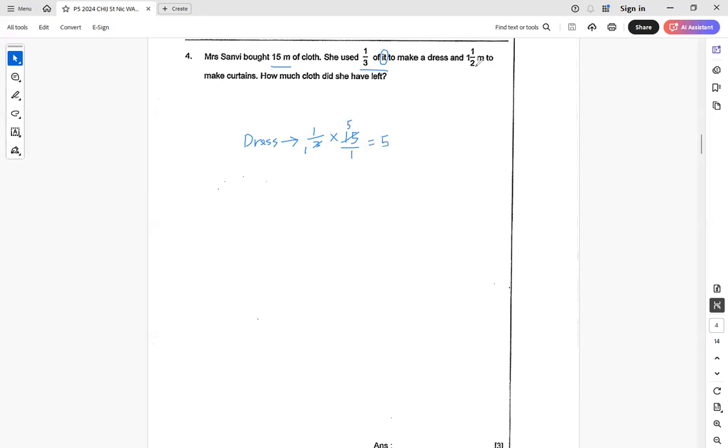And then next, the curtains itself, right? The question already tells you that the actual length used is 1.5 meters. So this one, I need not do any calculation. I can just write down curtains. Okay, give me a moment.